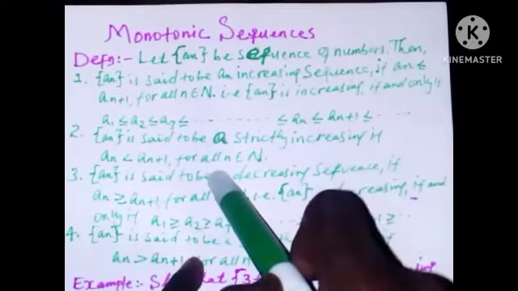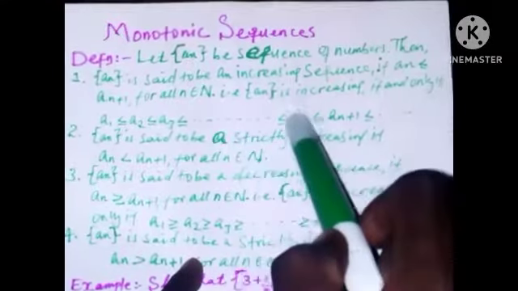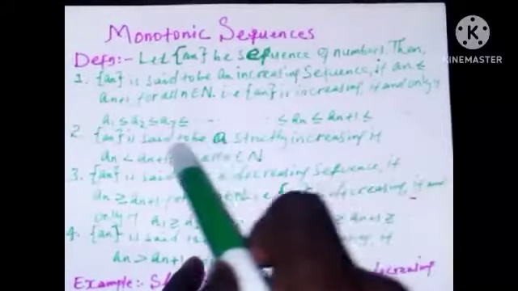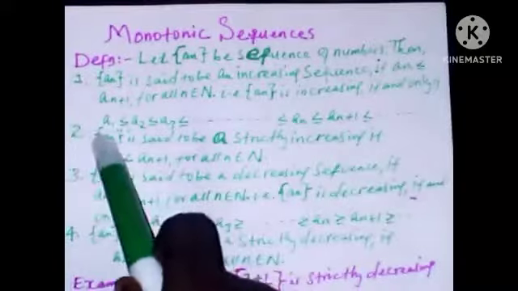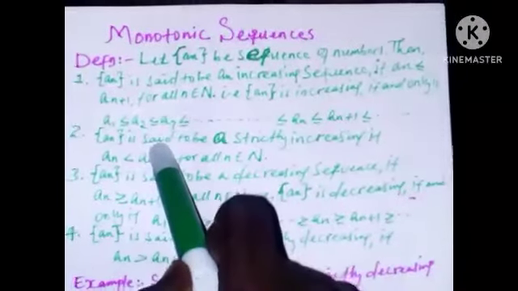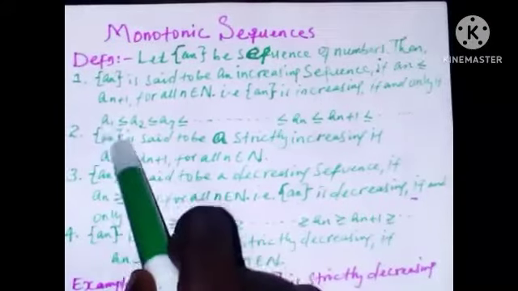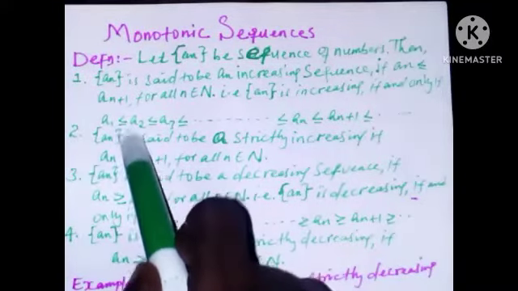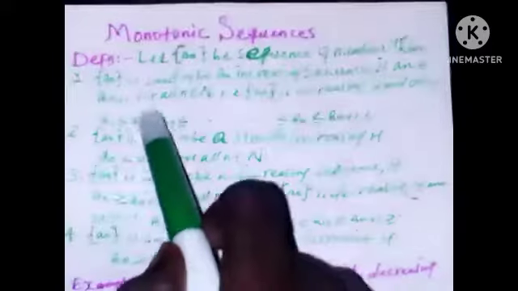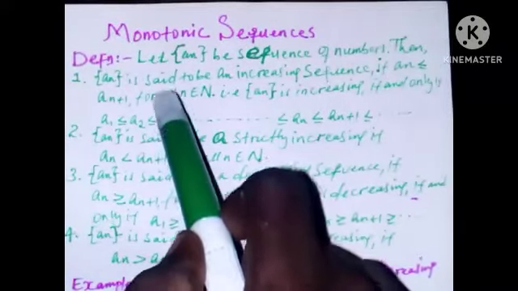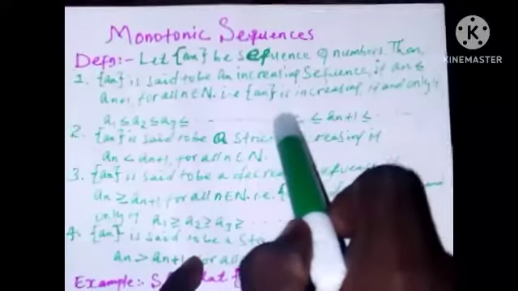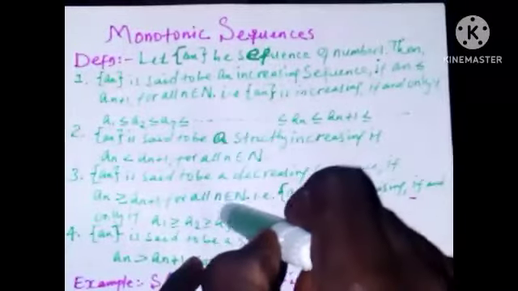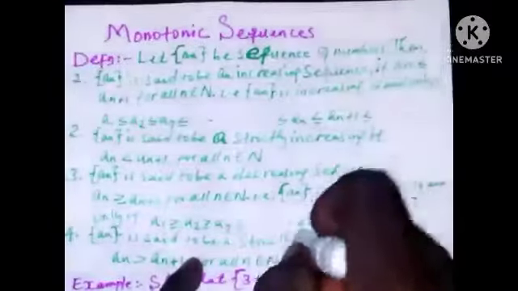Or let me explain it more clearly. If you have two terms, the first term must be less than the second term, which means the term that comes before another term must be less than it. Then we say it's an increasing sequence.